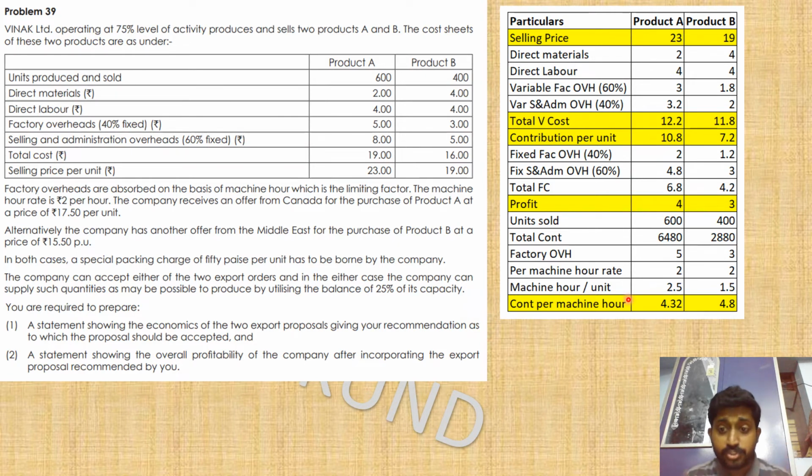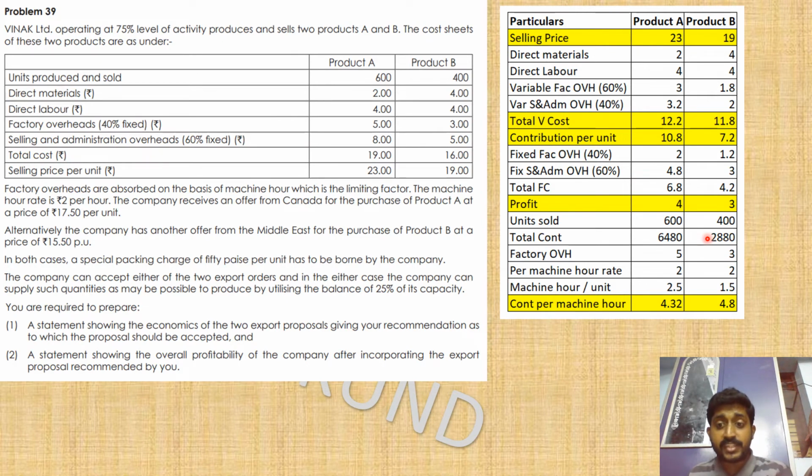Okay, here the most important data is, guys, at 75% level of capacity, the total contribution you have with the company is 6,480 from product A and 2,880 from product B. So you can total it down. That is the total contribution at the 75% level of capacity.